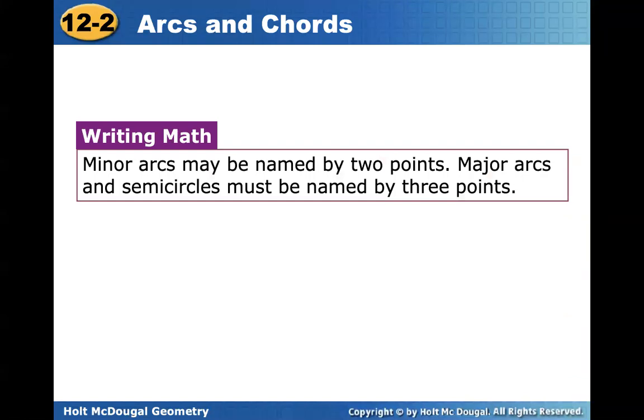When you're naming a major arc, 3 letters. Any 3 will do that are on the major arc. Doesn't matter which ones, but you need 3 of them. I shouldn't say it doesn't matter. The starting point and the ending point have to be first and last. The one in the middle doesn't matter. You can just pick a point that's on the arc.